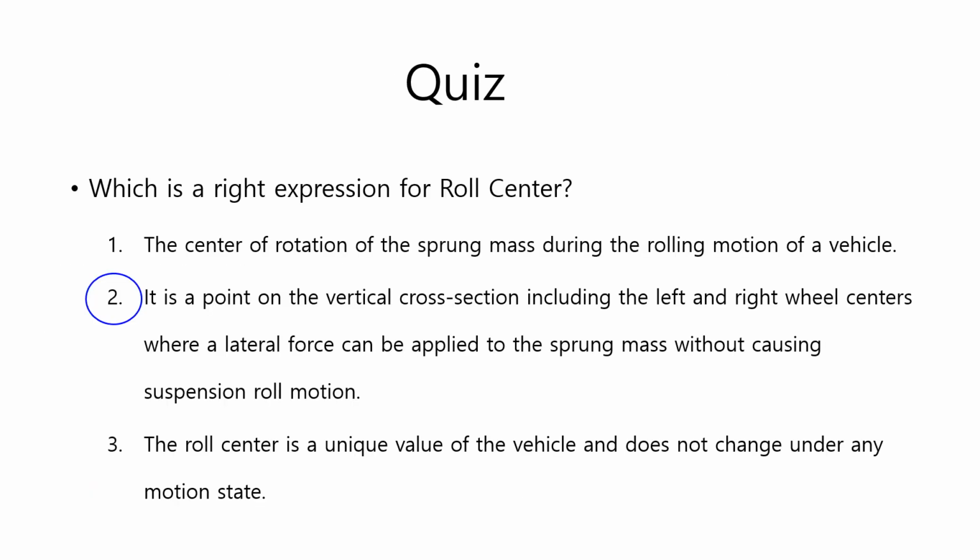Let's find the answer to the quiz. Which of the following correctly describes the roll center? First, the roll center is not the center around which the sprung mass rotates during the vehicle's roll motion. Second, it is a point on the vertical cross-section including the left and right wheel centers where a lateral force can be applied to the sprung mass without causing suspension roll motion. This is the right answer to the quiz. Third, the roll center is not an inherent property of the vehicle, but is a value that continuously changes during the vehicle's roll motion.